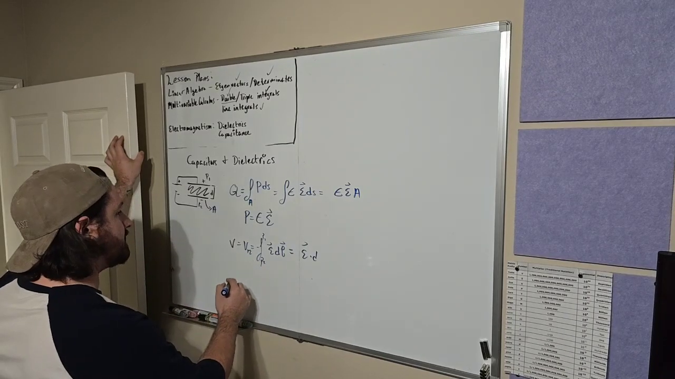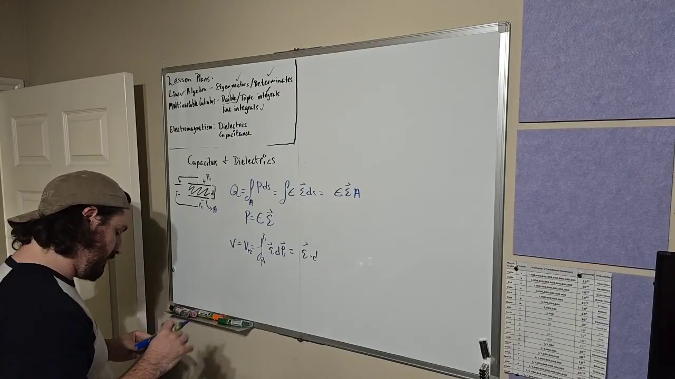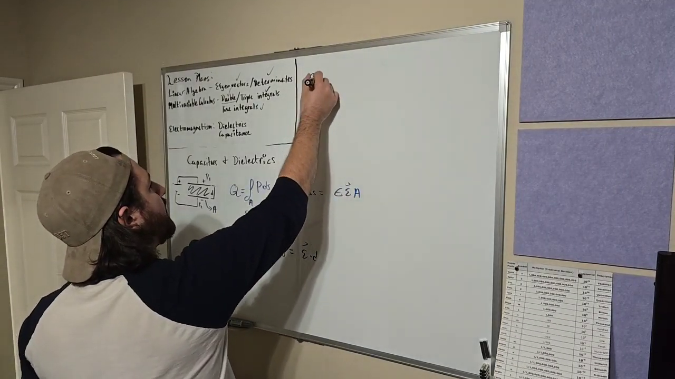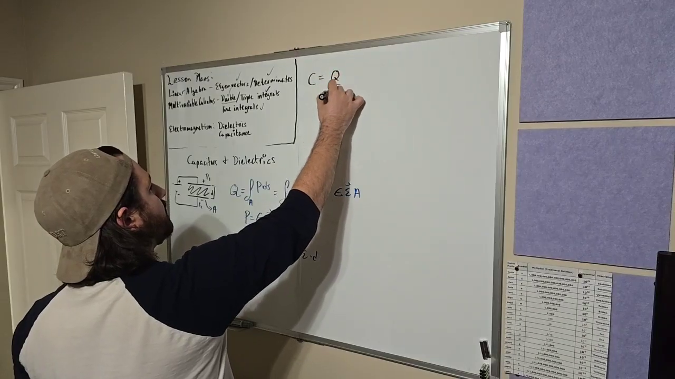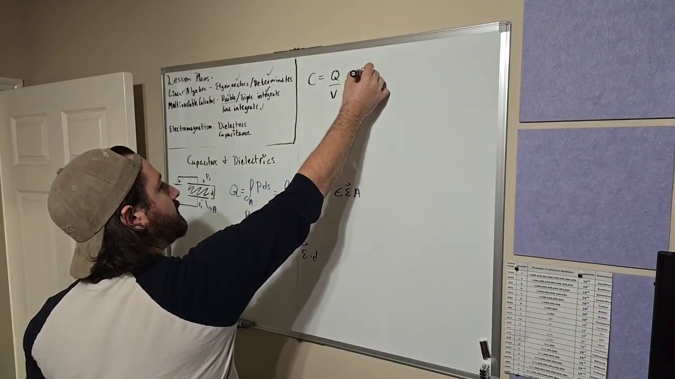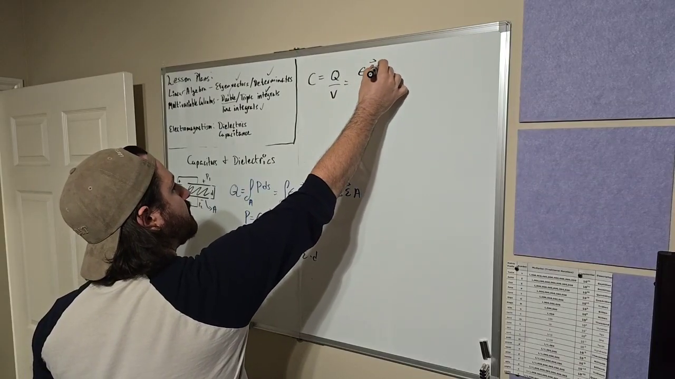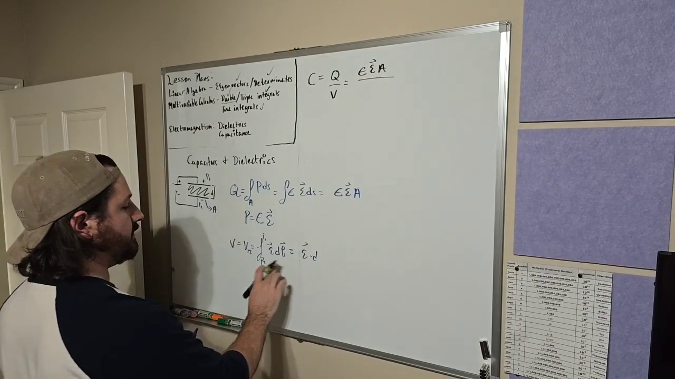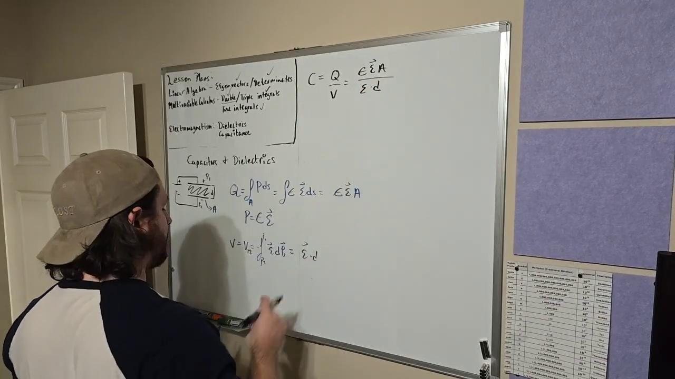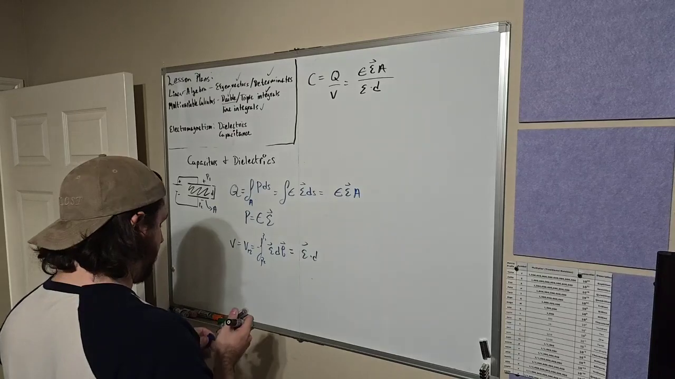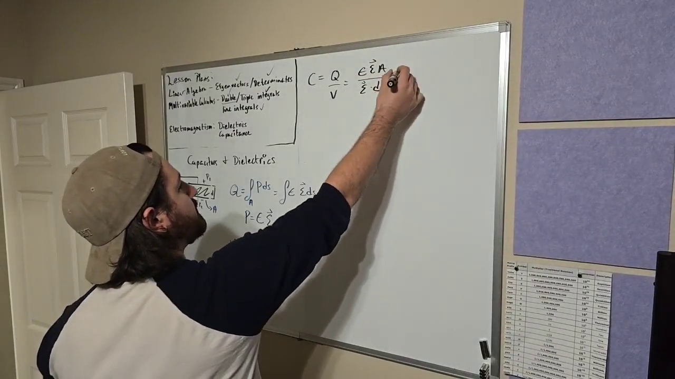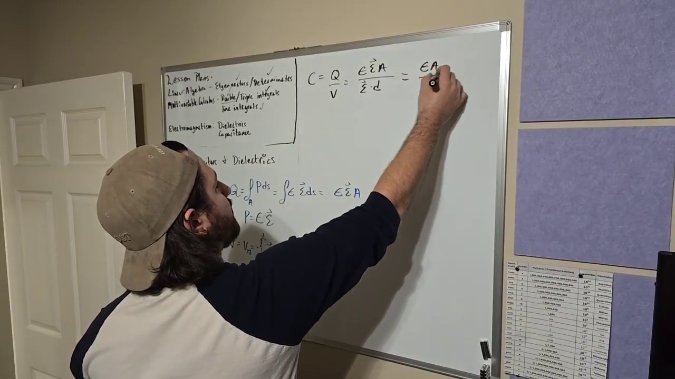Because capacitance is defined as Q over V, that's where we're going here. So capacitance equals Q over V, which we now have solved here. So Q is permittivity, electric field, area, and V is electric field and distance between the plates, right? So now if we just do a little bit of quick algebra, we notice that electric field over electric field means that we just get permittivity, area, over distance.